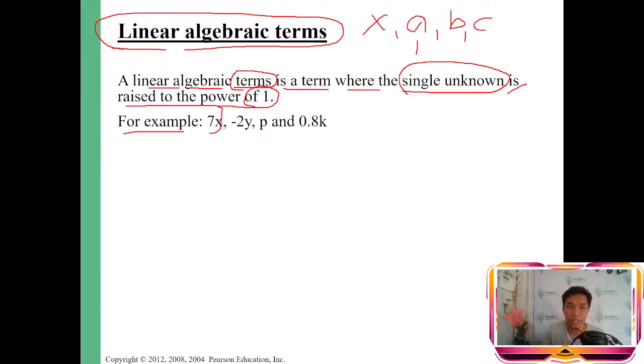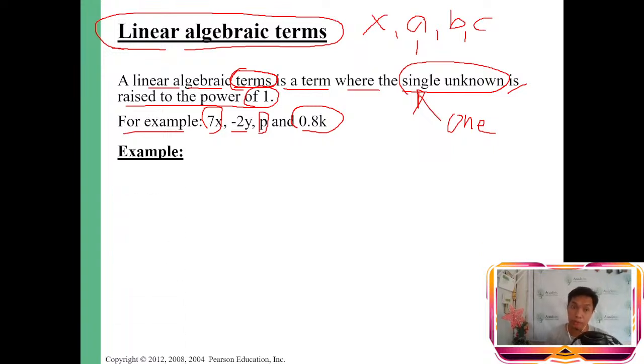Example, 7x. That is a term. Next one, negative 2y. That is another term. P. That is another term. Or 0.8k. That is another term. So if you say terms, take note, single. The word single here means only one itself. Only one. All right, so let's proceed on the next part.